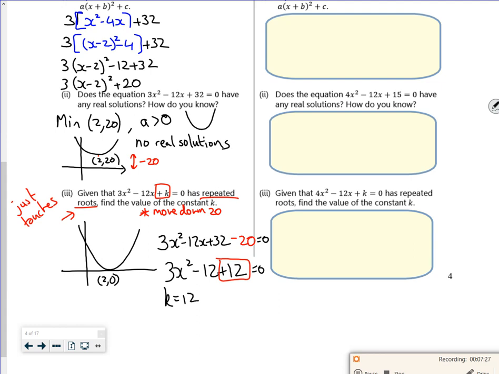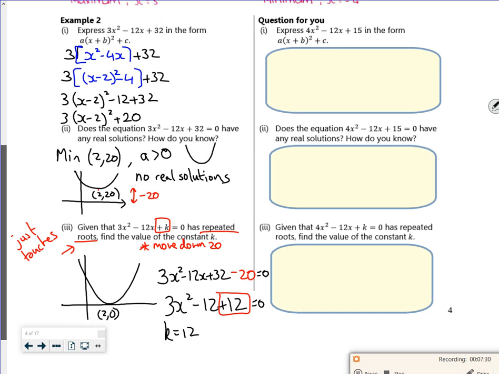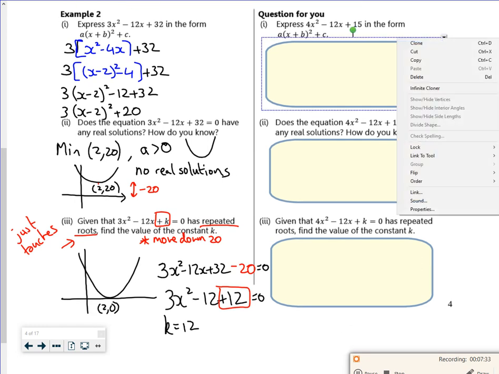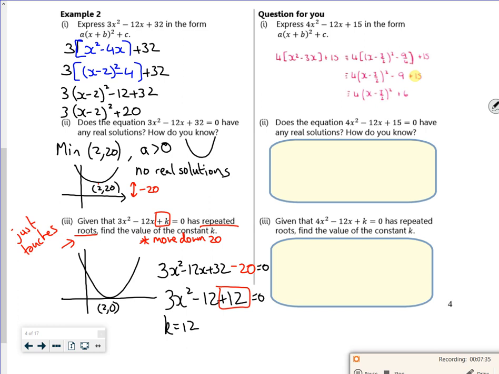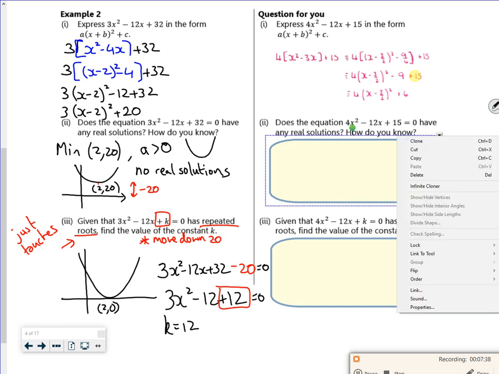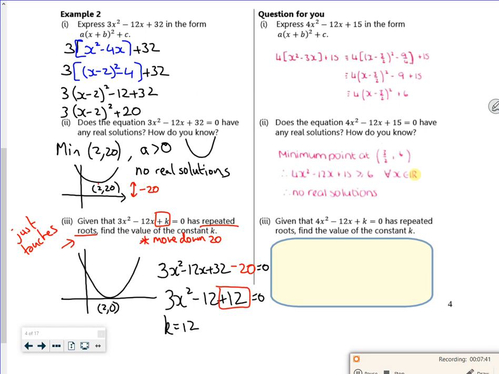There. So I'll show you this one. So the question for you. So that will be exactly the same there. This one might be a bit more mathsy with the way that they've done it. So the minimum point is at (3/2, 6). And you know it's positive. So what they've done here, this writing here, tells you that the graph is greater than or equal to 6, it says. Doesn't make a lot of sense, does it?